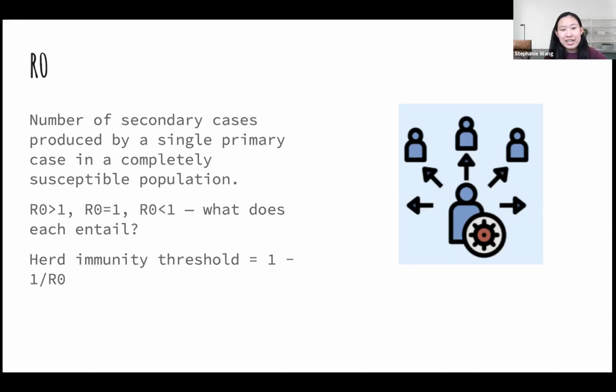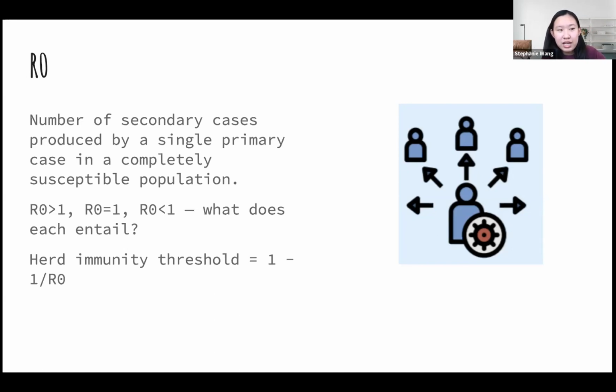So what exactly does the reproductive ratio mean? If the reproductive ratio is greater than 1, that means the disease can cause a full-blown outbreak. The COVID reproductive ratio is around 2 to 3-ish. So it's greater than 1, which as you can see did cause a full-blown outbreak.